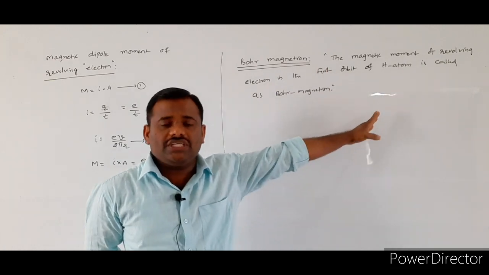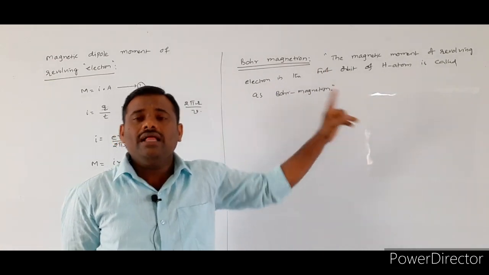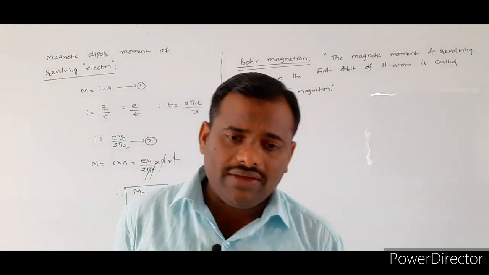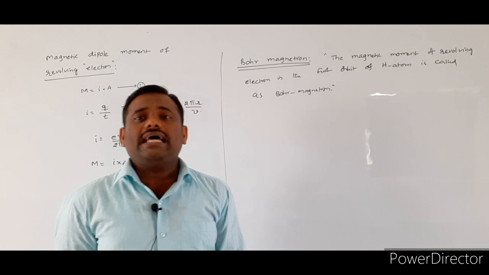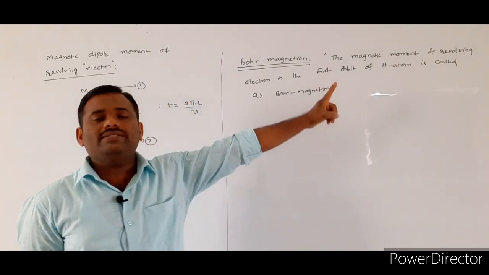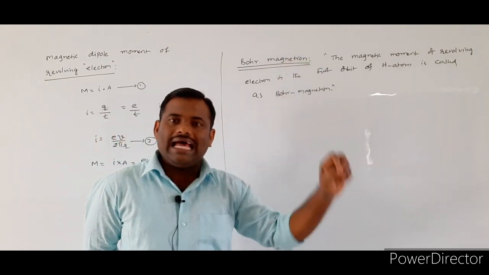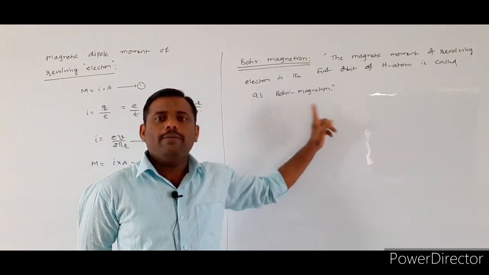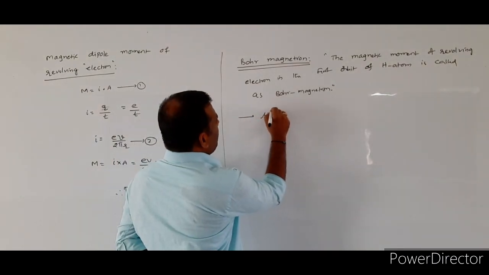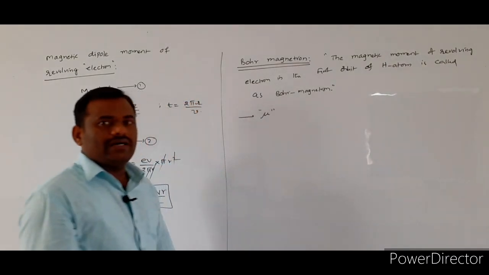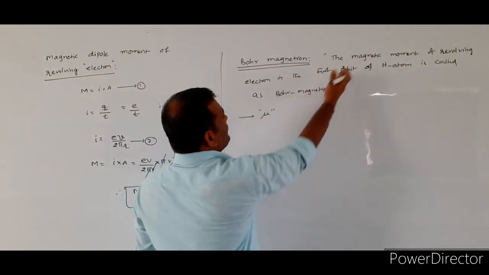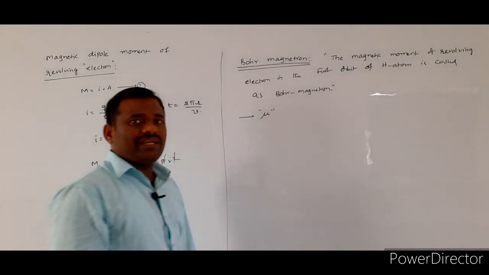Once again, see the definition. How can we define the Bohr magnetron? The magnetic momentum of the revolving electron in the first orbit of hydrogen atom will be called Bohr magnetron. It is denoted with the symbol mu. So the Bohr magnetron is nothing but the magnetic momentum of the revolving electron.